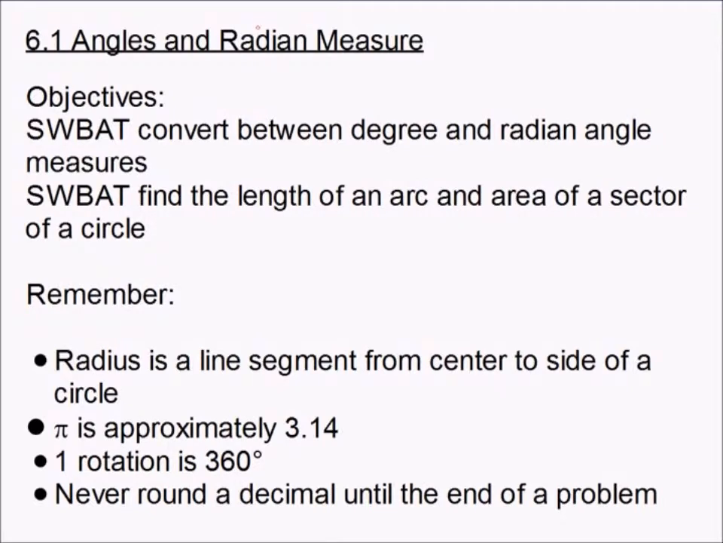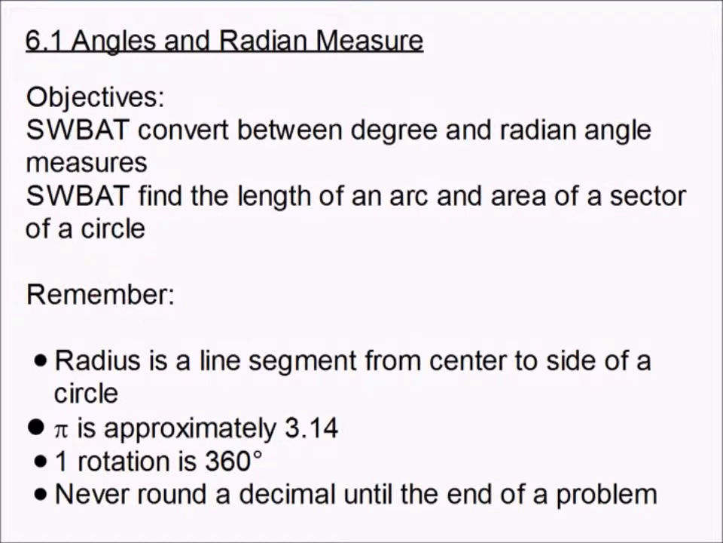So 2 things that I need you to have written down. As we know, Promethean board rules apply. Students will be able to convert between degree and radian angle measures, and students will be able to find the length of an arc and area of a sector of a circle. So the piece of a circle right here, and the pizza slice of a circle.